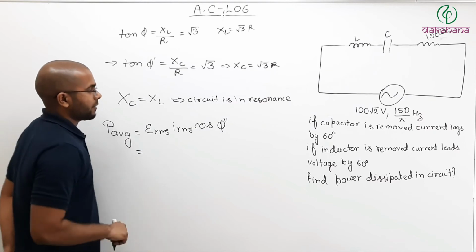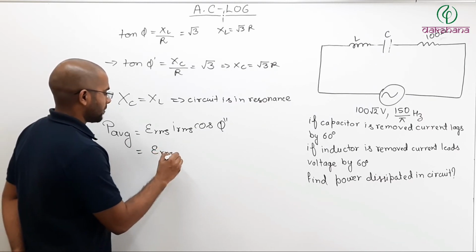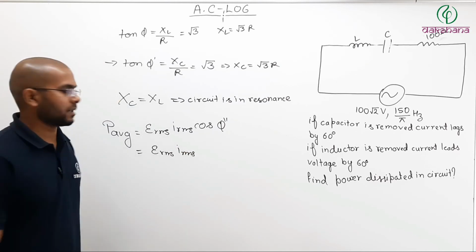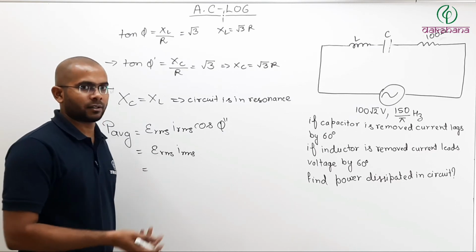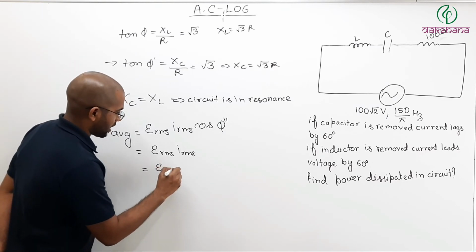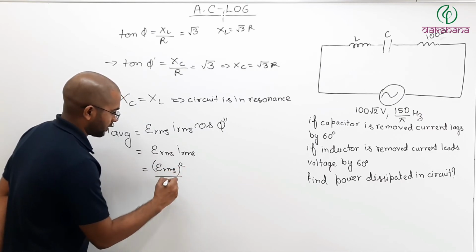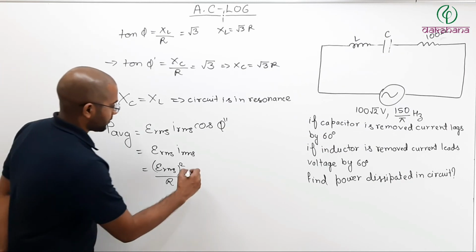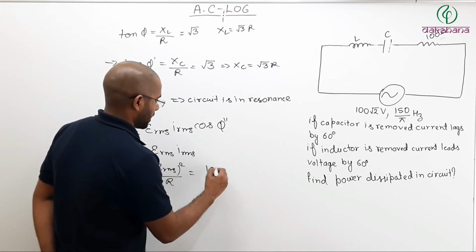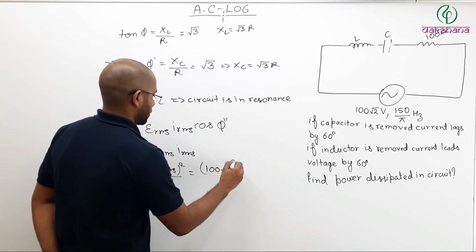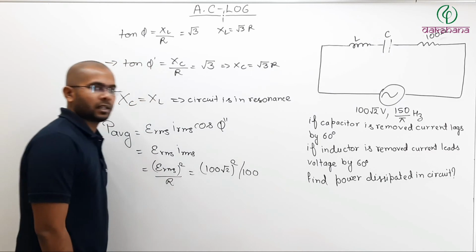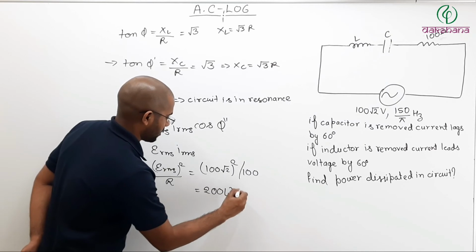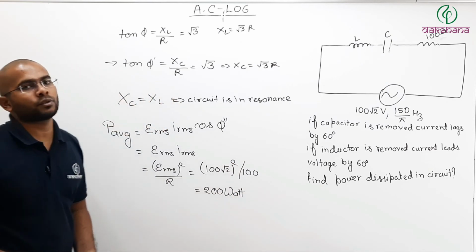So what is power dissipated? ERMS times IRMS. And what is IRMS? IRMS is nothing but ERMS divided by Z, and Z is equal to R. So ERMS square divided by R. Now what is R here? R is already given, 100. And ERMS is 100 root 2. So 100 root 2 whole square divided by 100. That will be 200 watt. So power generated in this circuit is 200 watt.